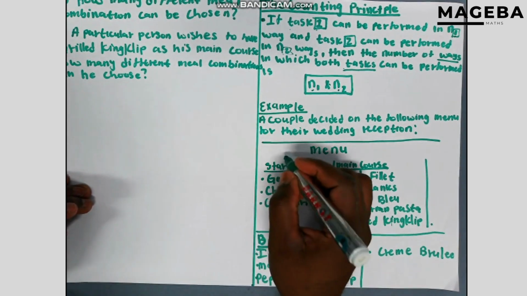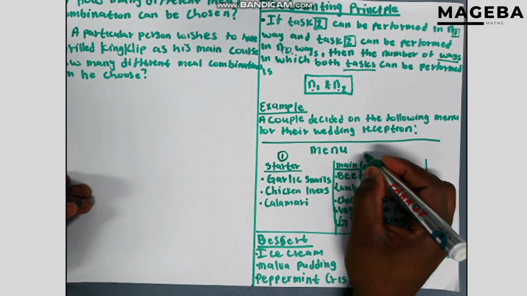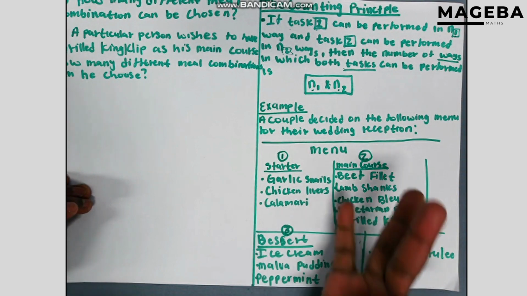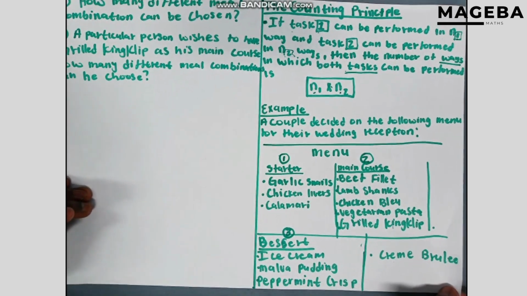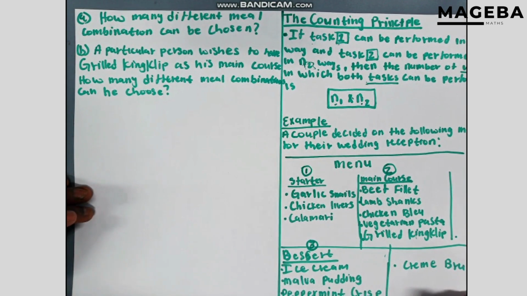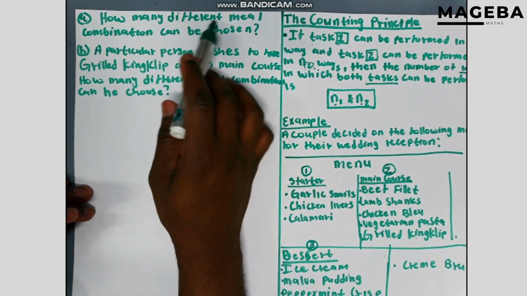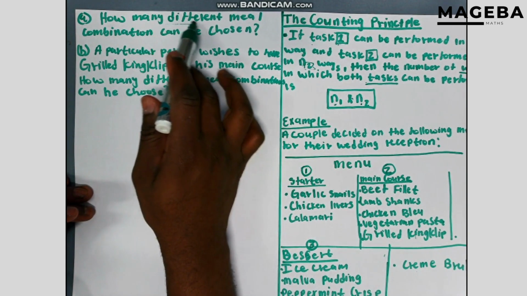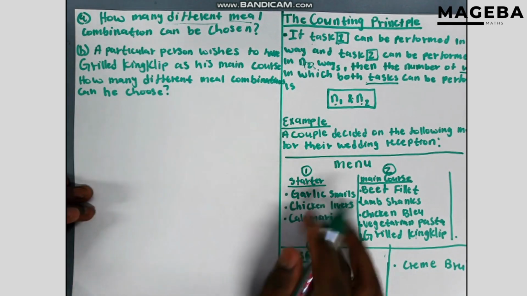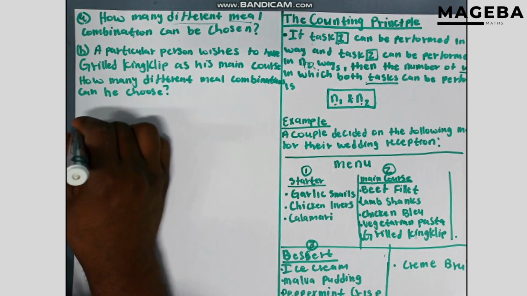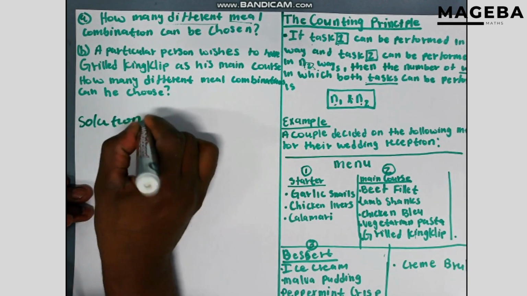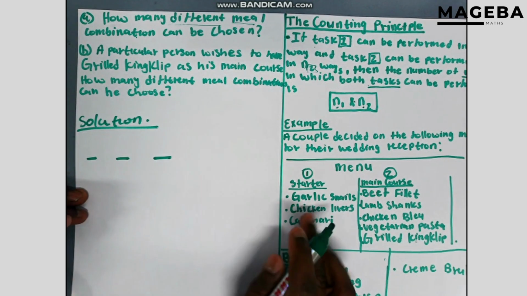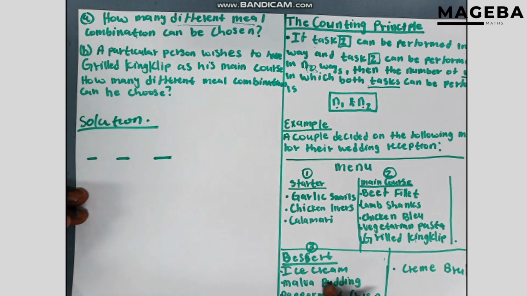Now the starter is a task, the main course is another task, and the dessert is also another task. So we have 3 tasks. What is the question? The question is: how many different meal combinations can be chosen? Solution: we have 3 tasks. We have the starter, the main course, and the dessert.